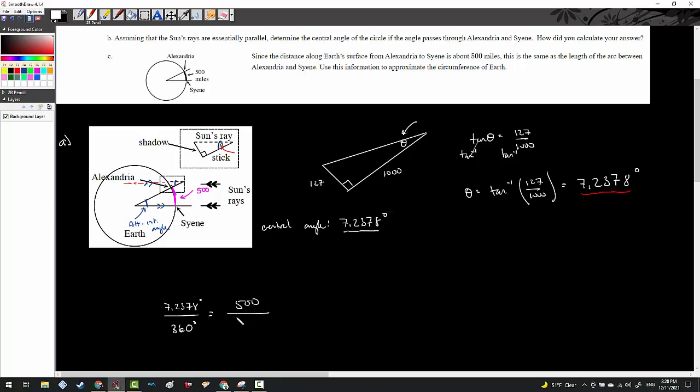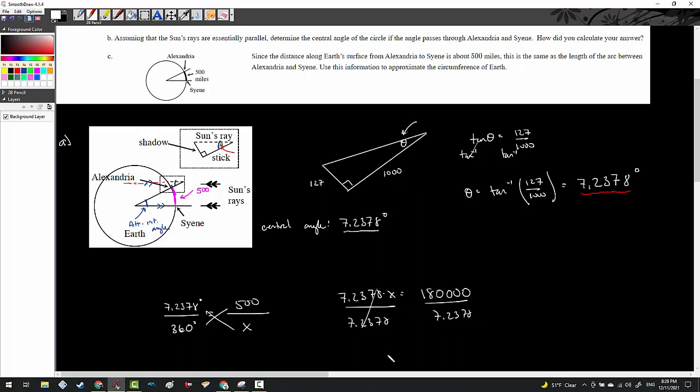So how much is the Earth's circumference? I have no idea. I'll go ahead and call it x. And what I'm going to do is use these proportions. Remember, this is the proportion of the angles of the Earth versus the circumference of the Earth. So I'll go and cross multiply. I get 7.2378 times x equals whatever 500 times 360 is. That's going to be 180,000. And I'll go and divide by 7.2378 on either side.